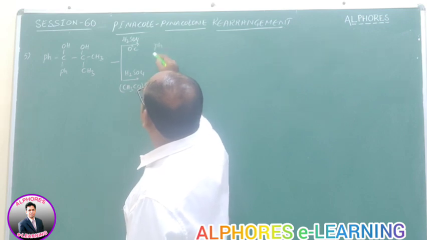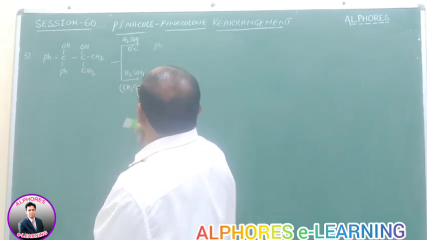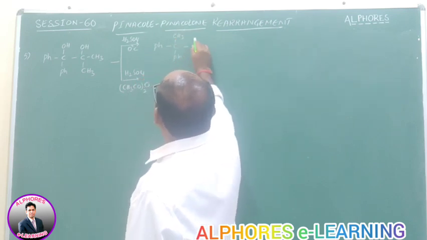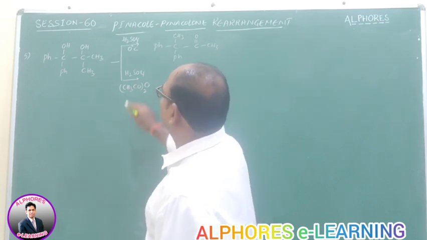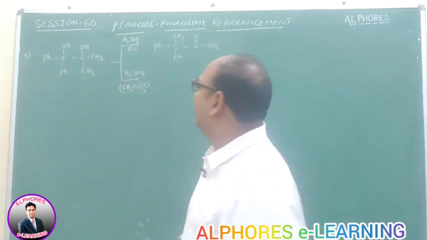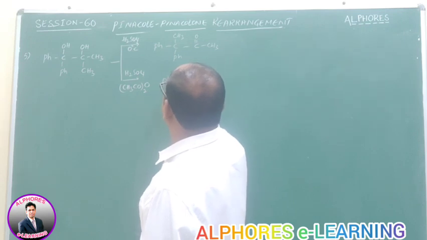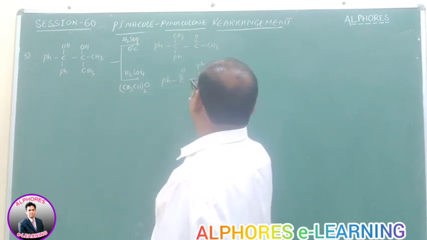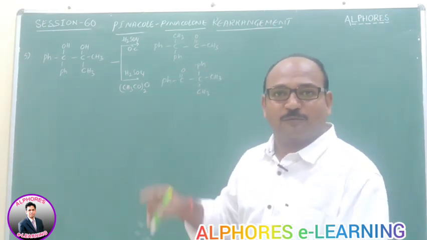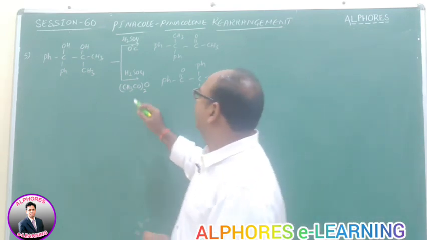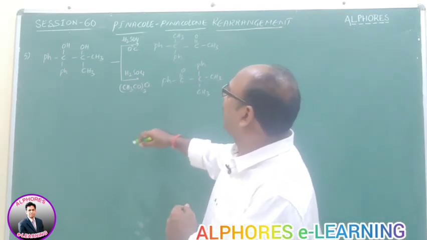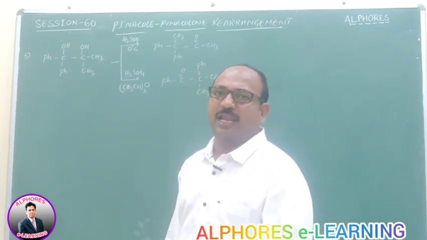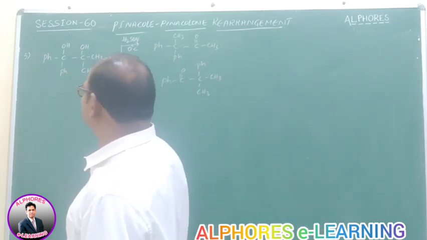In the first case, with H2SO4 at 0 degrees Celsius, we are getting Ph, CH3Ph, C double bond O, CH3. Whereas in the case of H2SO4 and acetic anhydride, we are going to get the product Ph, C double bond O, C, Ph, CH3. We are getting two different products, but from these products we came to know that in the first case maybe carbocation formation takes place here, and in the second case carbocation formation takes place here. Let us see the mechanism of how these two reactions are proceeding.